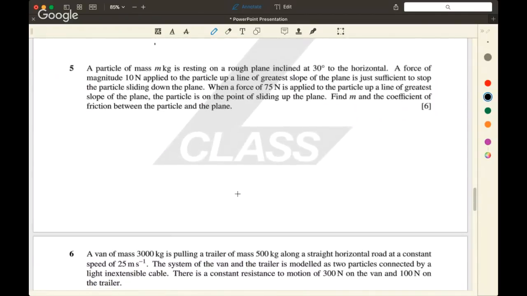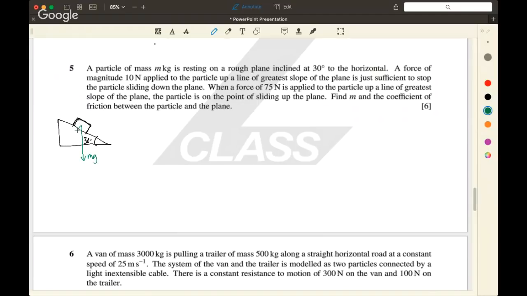Okay, question 5. So this is another ramp. They love ramps. A particle of mass m is resting on a rough plane inclined at 30 degrees to the horizontal. So let's draw our rough plane. I may emphasize to you, always draw a diagram. So we have a particle, which I'm going to make look like a box, resting on the plane. And we've got to draw the forces that are acting on it.